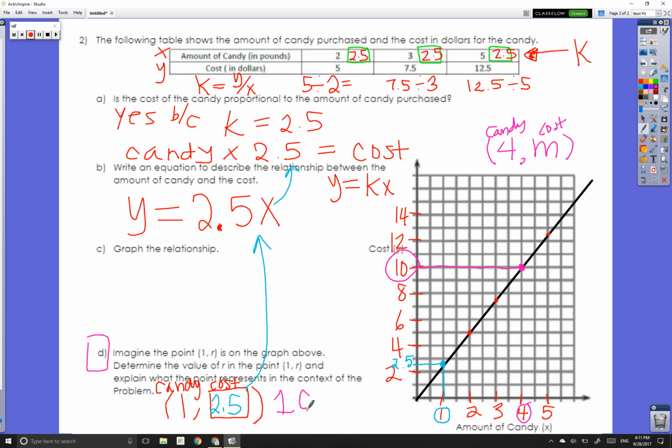1 candy costs $2.50, because 2.5 doesn't sound correct for dollars. We don't talk about dollars as 2.5. So $2.50. And I lost my Y for my candy. All right, so that should be the homework answer key.